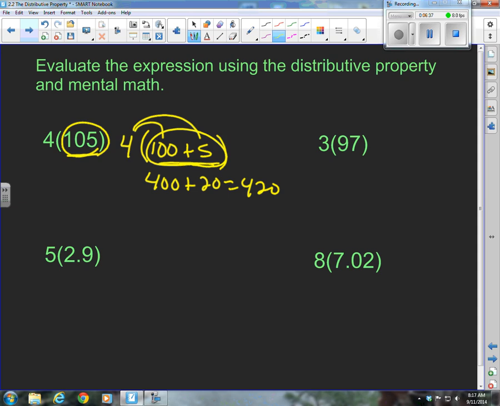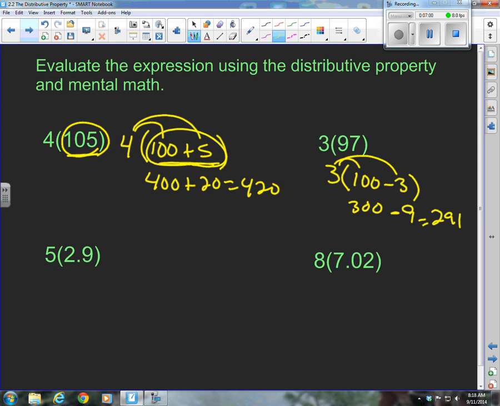It's very handy. So instead of 97, let's change 97 to 100 minus 3. Isn't that 97? Yes, it is. So I can do this in my mind. 3 times 100 is 300. 3 times 3 is 9. We've got a minus sign. What's 300 minus 9? Well, that's 291. Pretty easy when you do it like that.